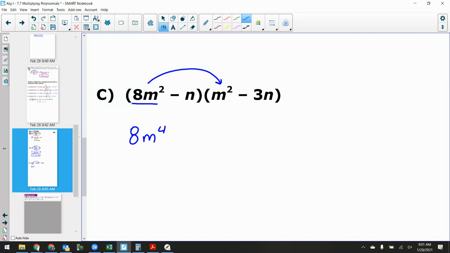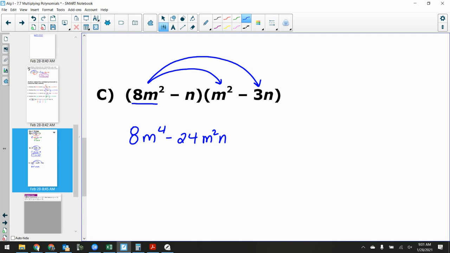My outers, 8m to the 2nd minus and a negative 3n. Okay, now I've got 8 times negative 3. Yes, I do consider that a negative 3. 8 times negative 3, that's a negative 24. And then I've got an m squared and no others to combine it with. And then I've got an n over here with nothing else to combine it with. So the outer terms come out to be a negative 24 m squared n.